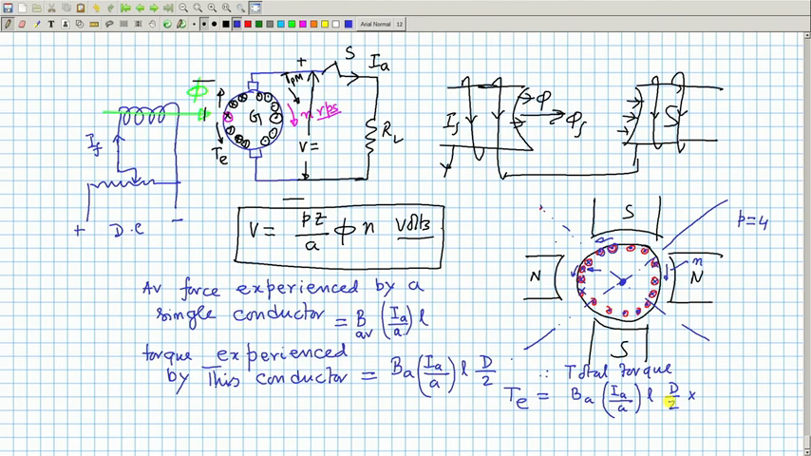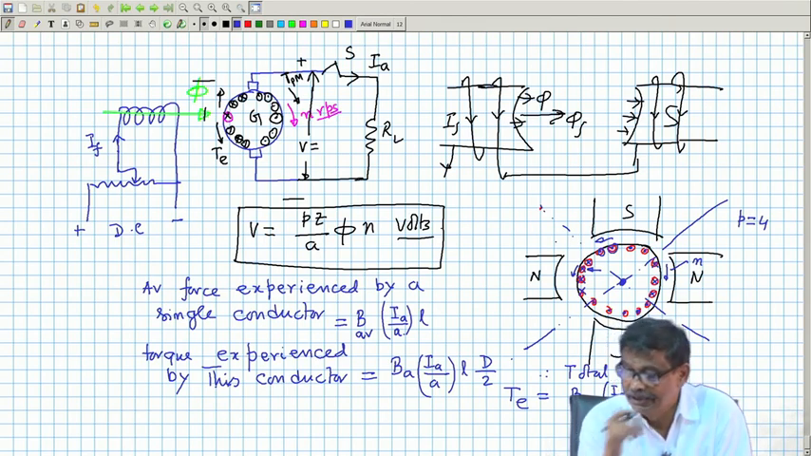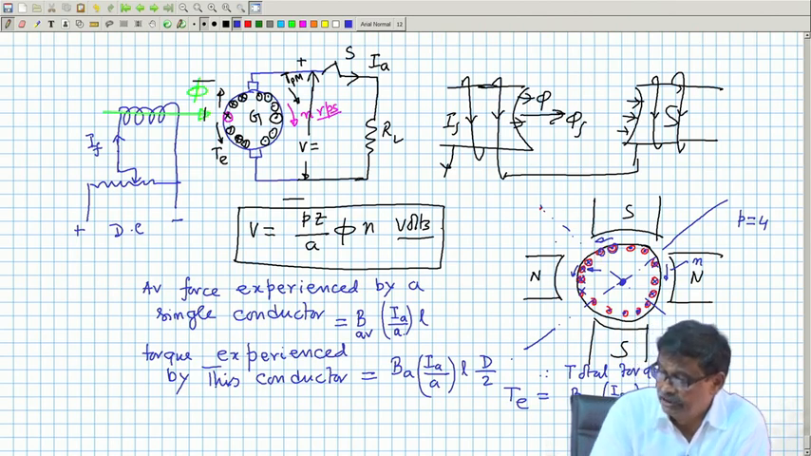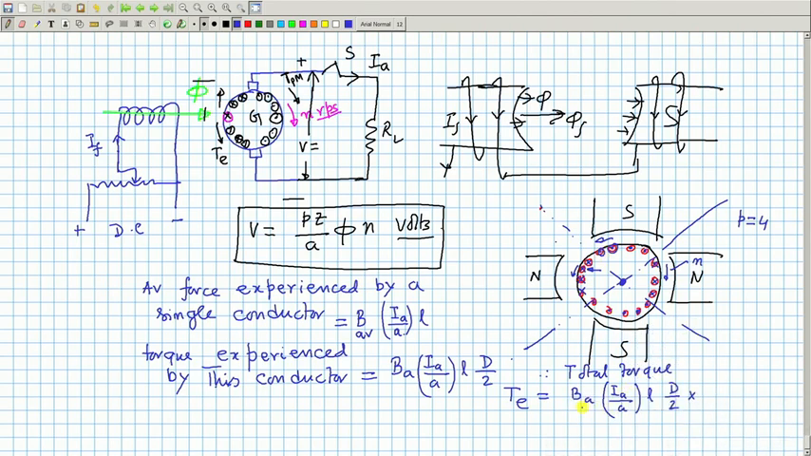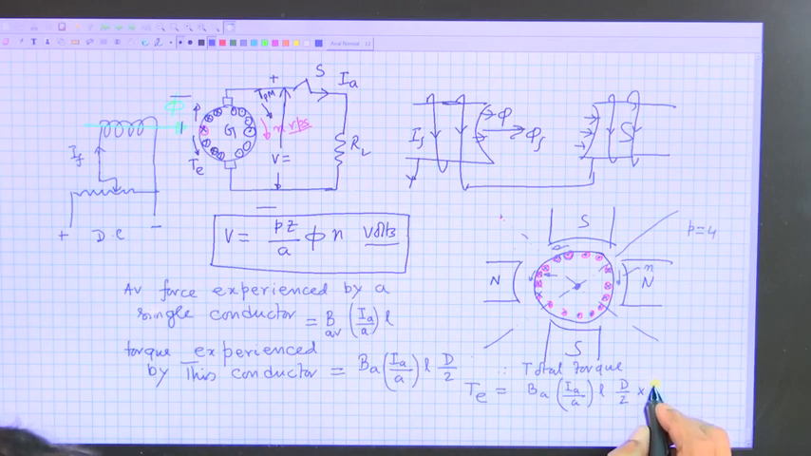Unlike the EMF calculation, where there were several parallel paths, Z by A, Z by A, and to calculate EMF you have to consider only one parallel path between the brushes, good enough. So, there were Z by A conductors. But in this case, all the conductors, each of them, is carrying a current of I_a by A, and they are contributing torque in the same direction. Therefore, it must be multiplied by Z, not by Z by A.